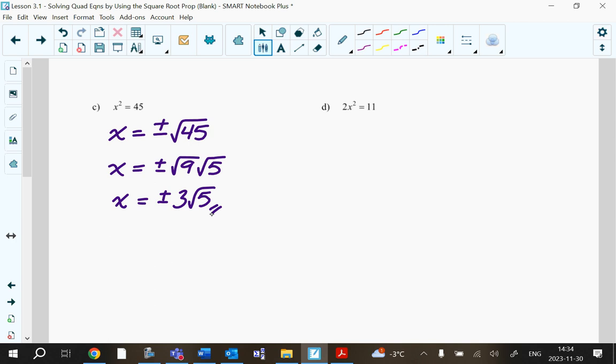Finally, this last one. What would you do first? Yeah, divide both sides by 2 to get the x squared by itself. So we get x squared is equal to 11 over 2. Therefore, x is equal to the positive or negative square root of this fraction. Well, we can't simplify it. There's no perfect square. We can't take it exactly. So we're done.